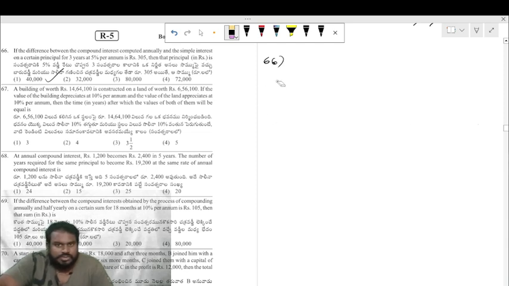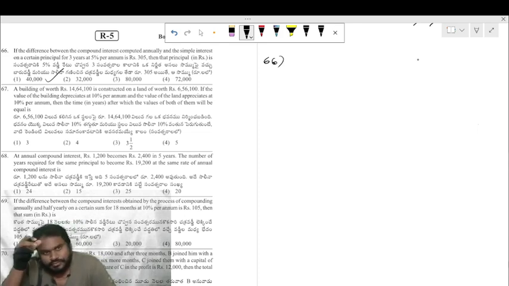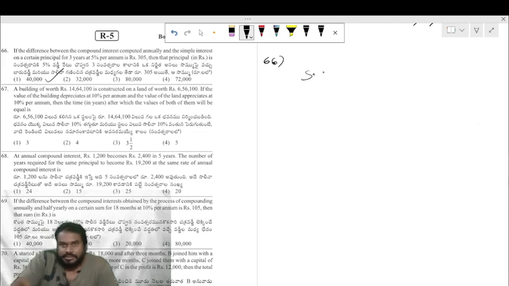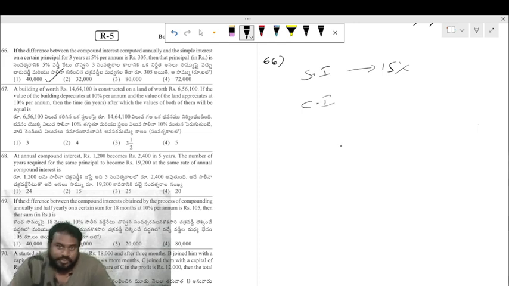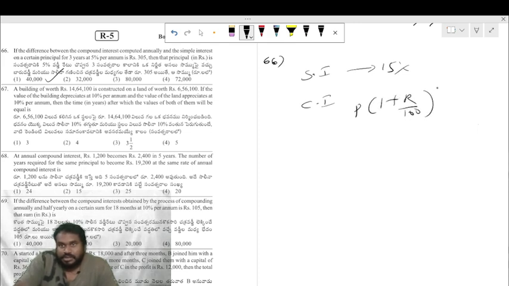So it is lengthy, but still you need to know the method. With simple interest on a certain principal for 3 years at 5% per annum, the interest will become 15%. For simple interest, the interest is 15%. For compound interest, it won't be 15%. It will be P into 1 plus R by 100. Okay.